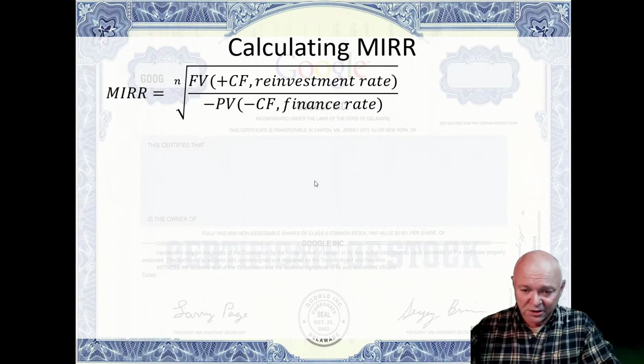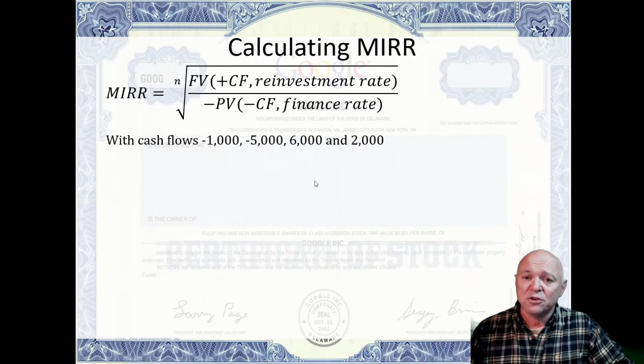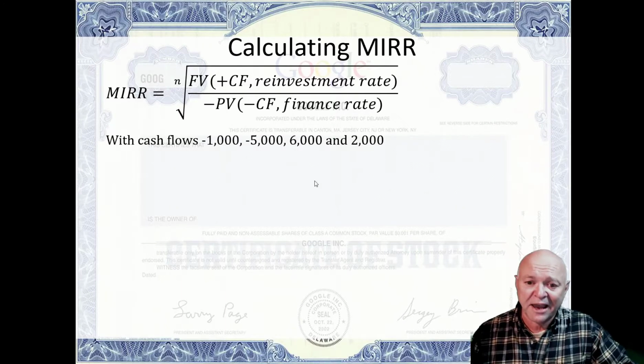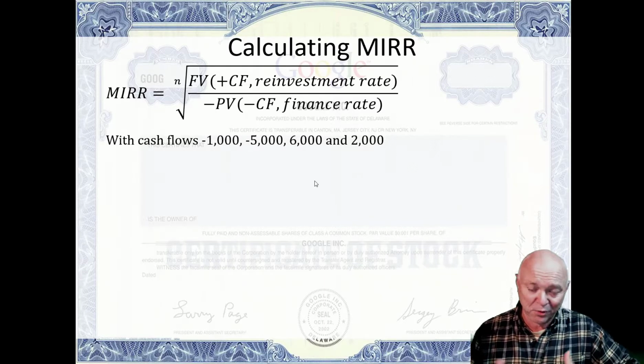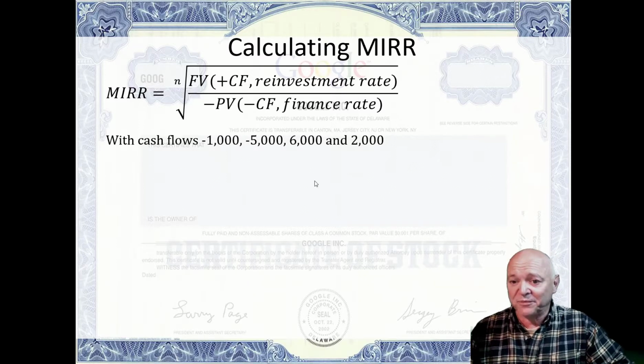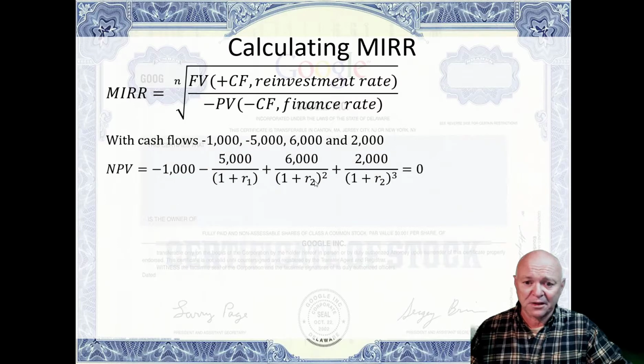This calculation can be done in stages, and an example that we have uses four cash flows. We have an initial cash flow of minus 1 million, a second period cash flow also of minus 5 million. Then in the second period we have 6 million in positive cash flows, and the final period we have 2 million in positive cash flows.